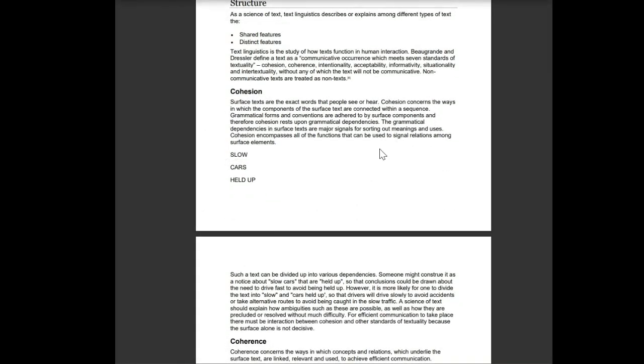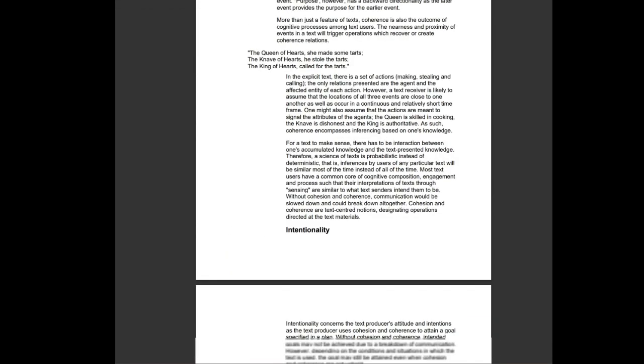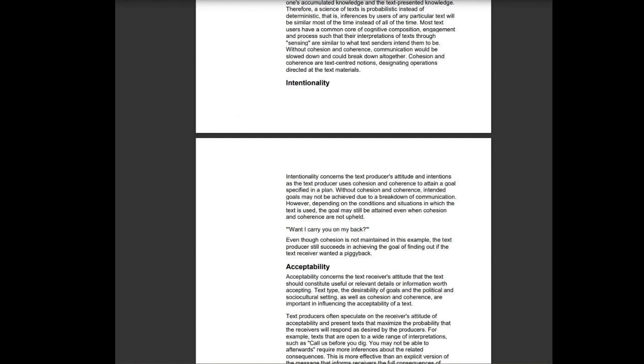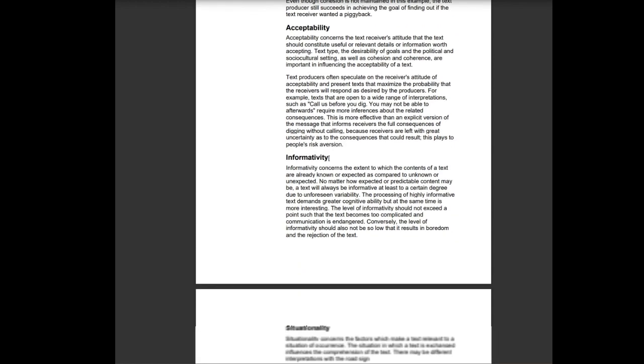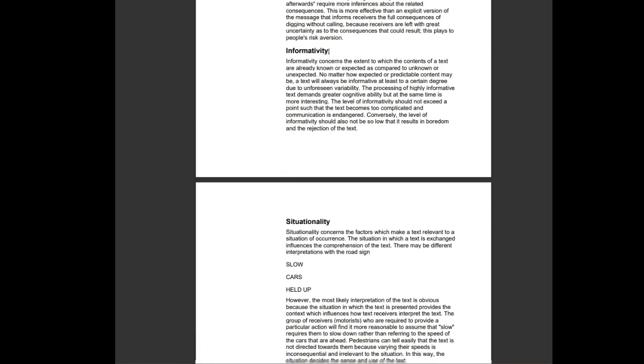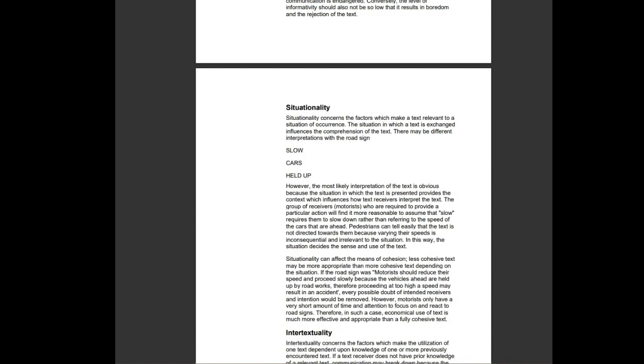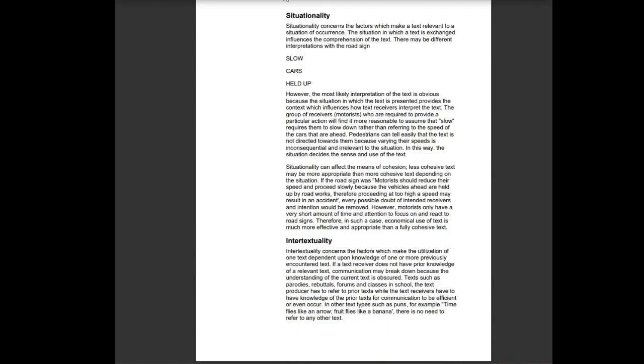Right, so it was very interesting speaking about cohesion and coherence. The next ones are intentionality, then we have acceptability, informativity, and the last ones, situationality and intertextuality.